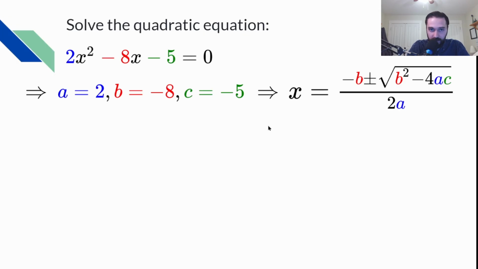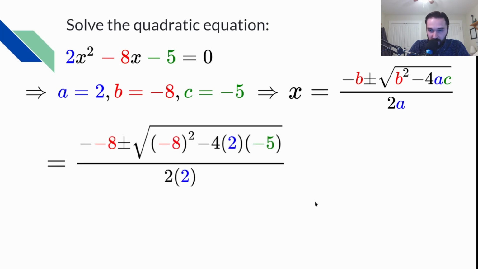All right? So let's plug in b equals negative 8 right here. Okay, so we'll get negative 8 plus or minus the square root of negative 8 squared minus 4 times 2 times negative 5. All right, and that whole thing is all over 2a, right? 2 times 2 in this case.